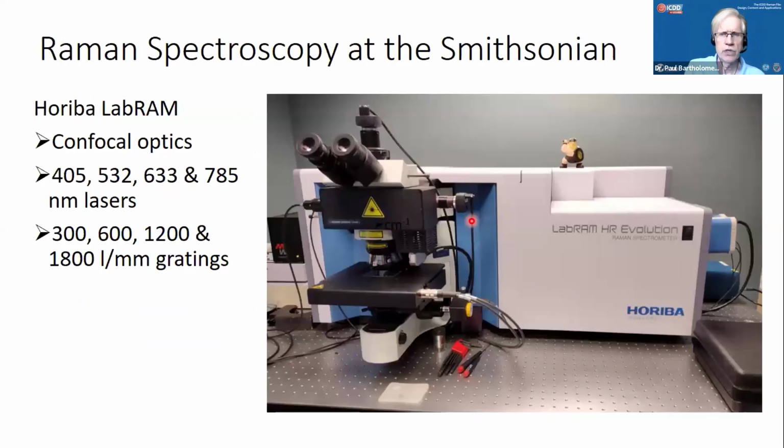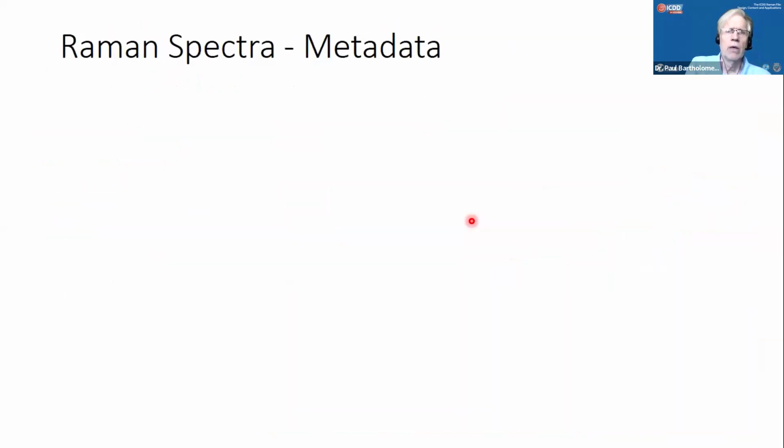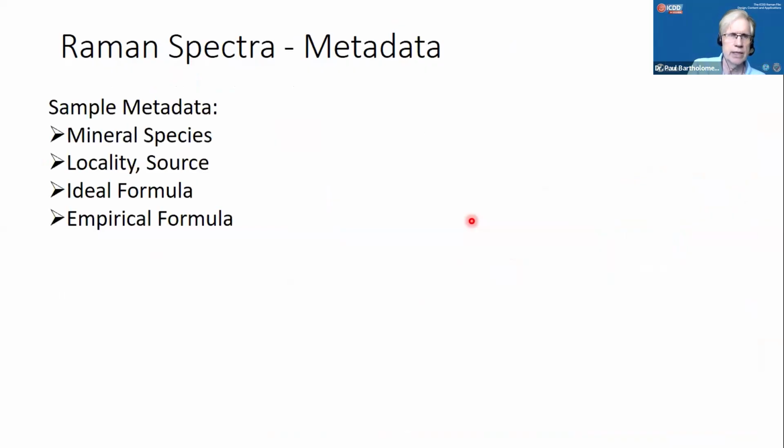The instruments used: a lot of it was done on this Horiba instrument down at the Smithsonian. It's got 4 lasers. And then the American Museum got their own instrument, an Oxford Instruments, formerly WITec. This one has 3 lasers. So I have data from 2 different research grade instruments. So now I've got Raman spectra. What metadata are being submitted with these spectra to the ICDD Raman file?